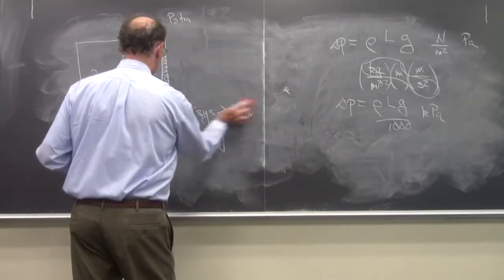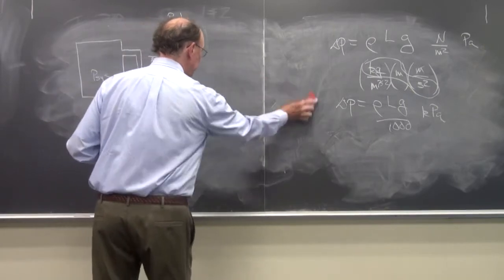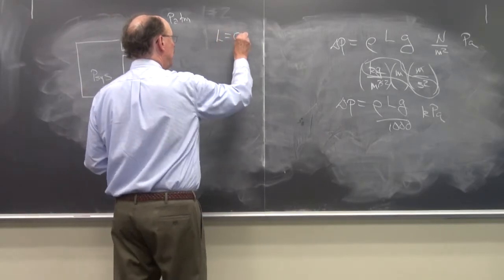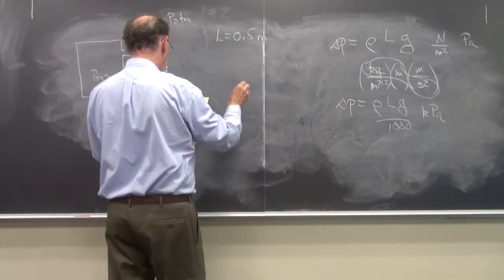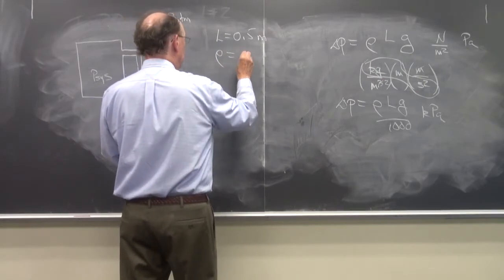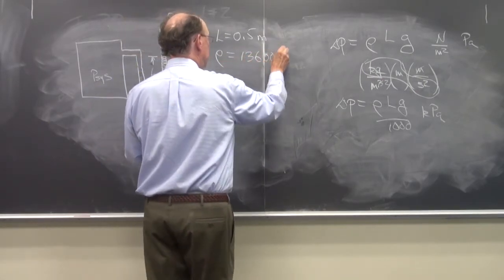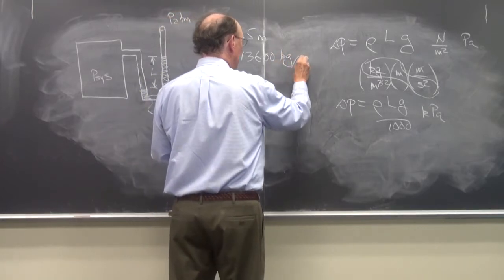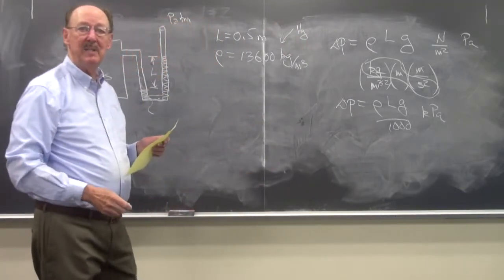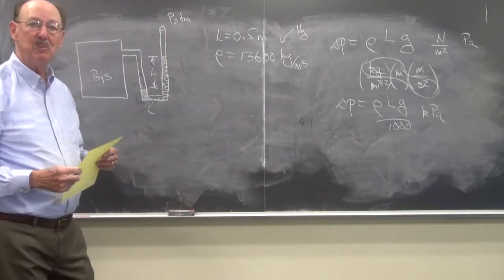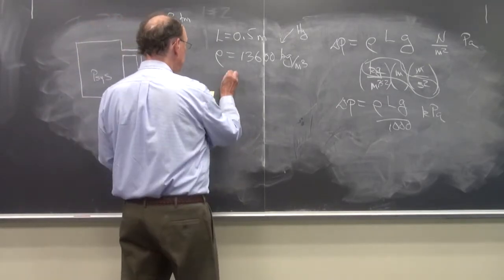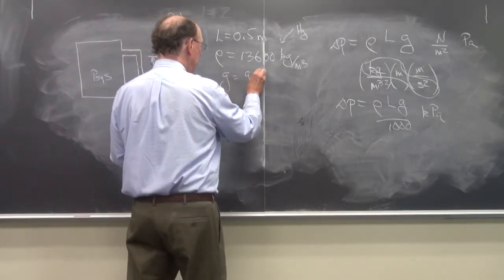Now, I'll leave this and we'll put some numbers in associated with it. Let L equal 0.5 meters. Let rho equal 13,600 kilograms per cubic meter. That's the density of mercury. So the density of mercury is very high. It's 13.6 times that of water. And we know that G is equal to 9.8.